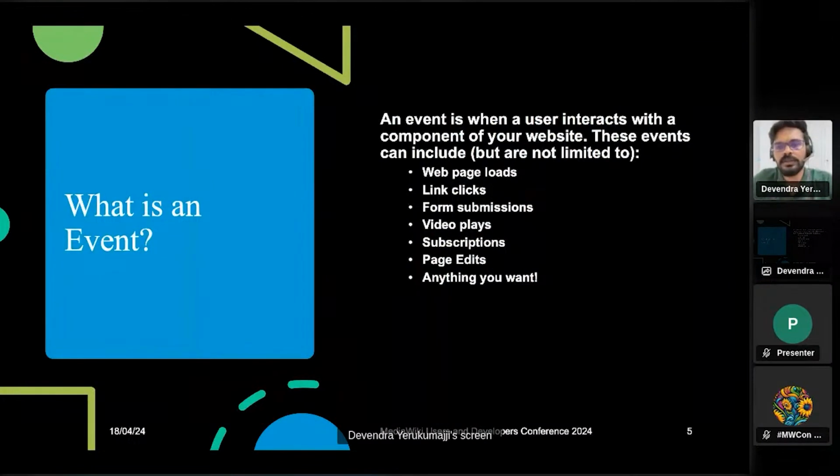What is an event? An event is when the user interacts with a component of a website, like when the user clicks, or tries to edit a page, or edits or saves the page, tries to add anything on the page, and search events. Here you can see some examples like page loads, link clicks, form submissions, video plays, page edits, and anything happening on the page we can count as an event.